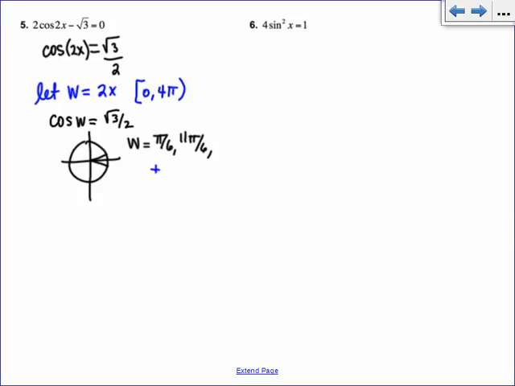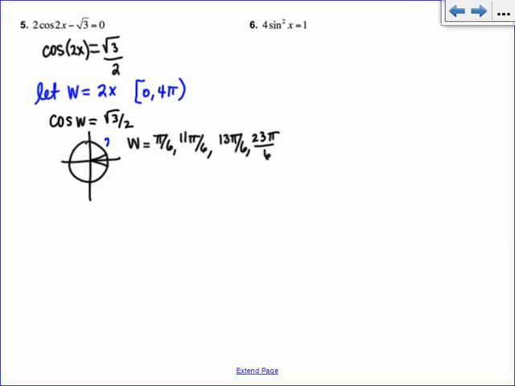What I'm going to do is add 2 pi to each of these answers. When I add 2 pi, I'm adding 12 pi over 6. So pi over 6 plus 12 pi over 6 gives me 13 pi over 6. And 11 pi over 6 plus 12 pi over 6 gives me 23 pi over 6, exactly. So those are what my w is equal to.